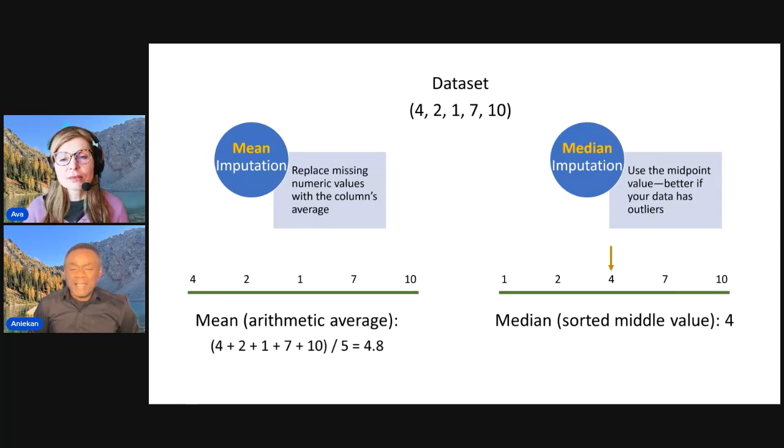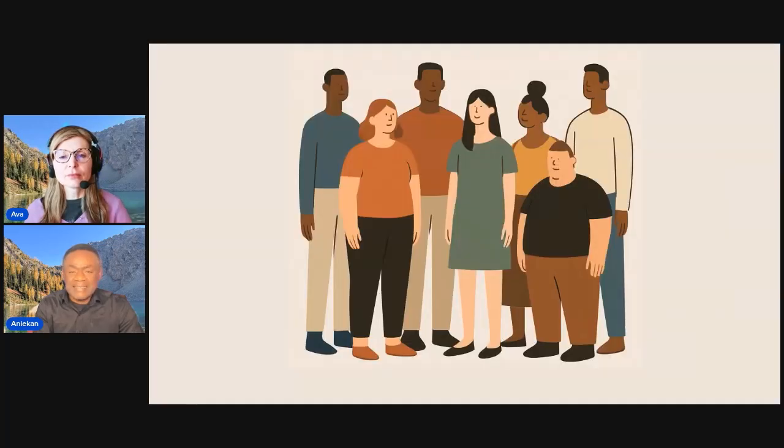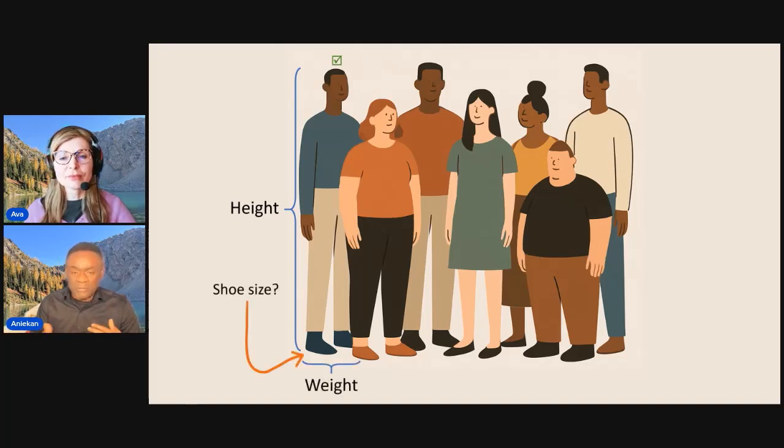Nice. And we also have predictive imputation. This is where you train a predictive model like KNN, K nearest neighbor, or a regression to estimate missing values based on other features. An analogy here would be if you know someone's height and weight and not their shoe size, you could look at other people with similar weight and height to predict the shoe size.